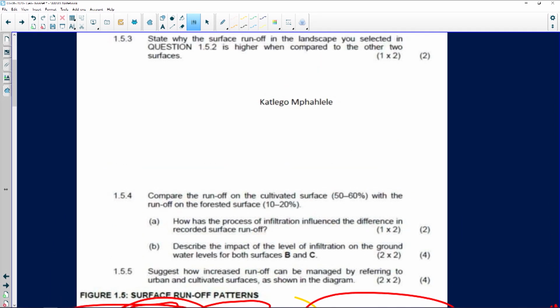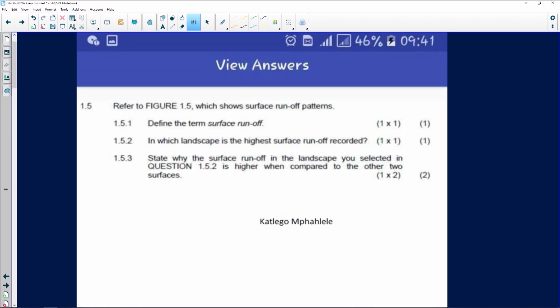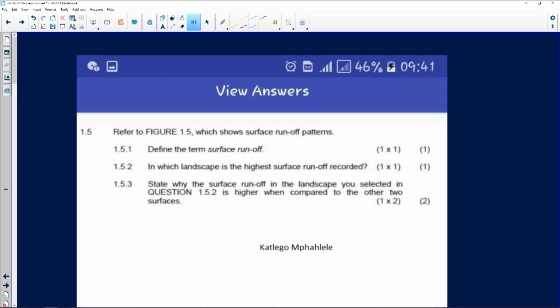Now let's just quickly have a look at the question. Define the term surface runoff. I've mentioned that to you. When water flows on top of the surface.